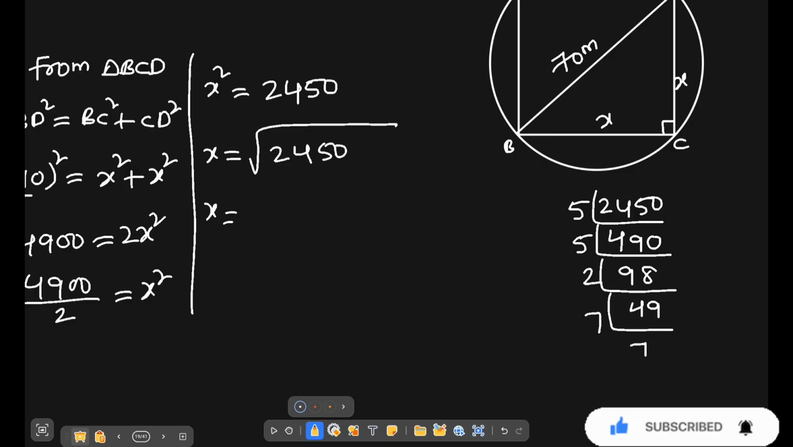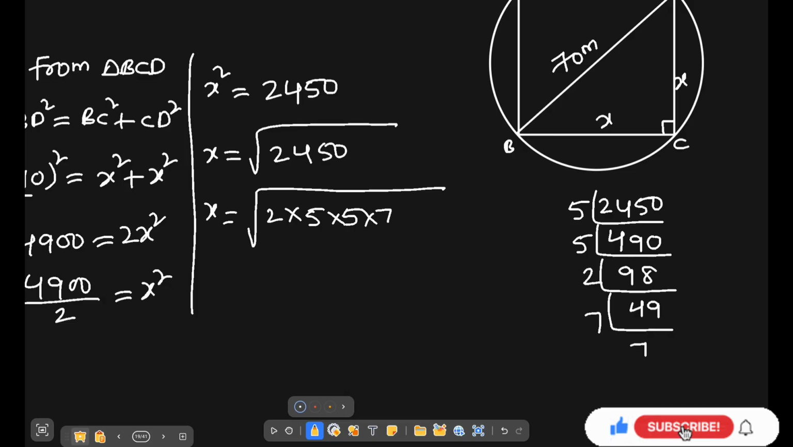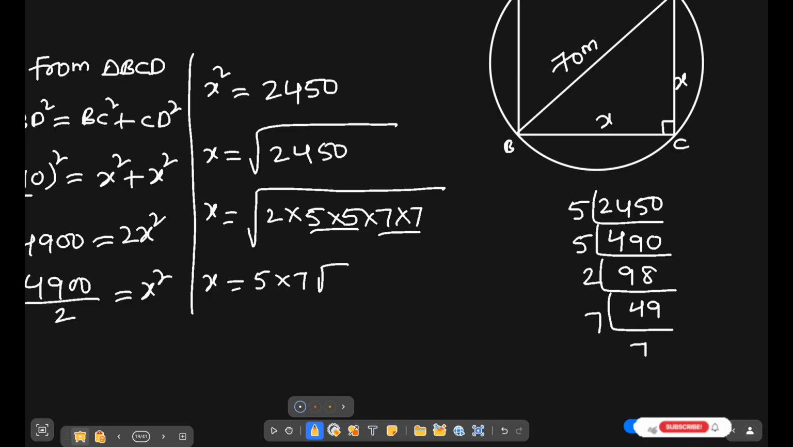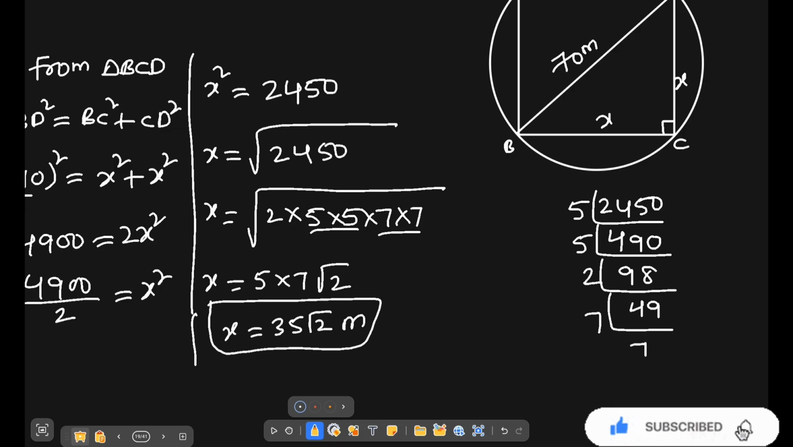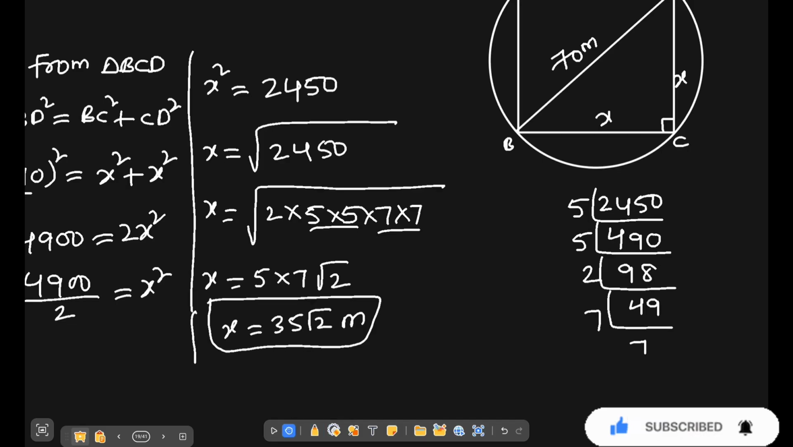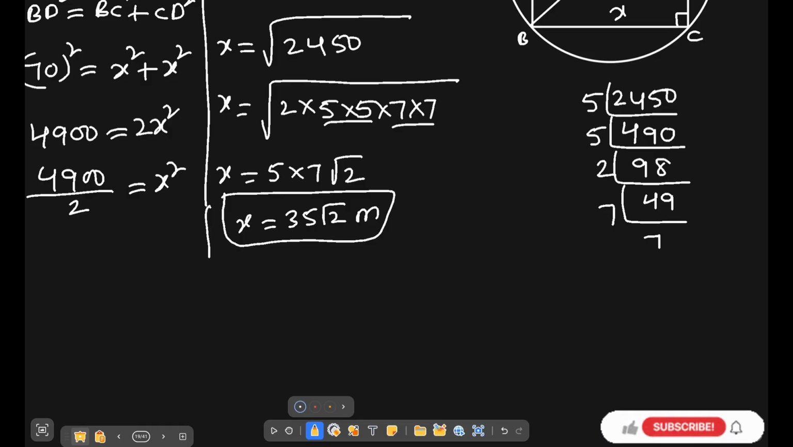Now 2450 can be written as 2 into 5 into 5 into 7 into 7. So for these two 5s, one 5 will come out. For these two 7s, one 7 will come out. Only root 2 will be inside. So therefore, x is equal to 35 root 2 meters. So the length of each side is 35 root 2 meters. So we can write the length of each side of the house.